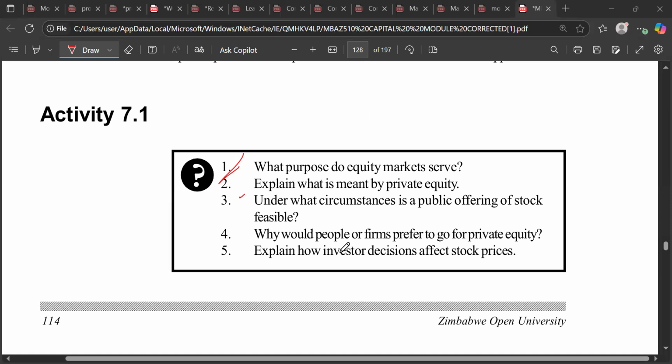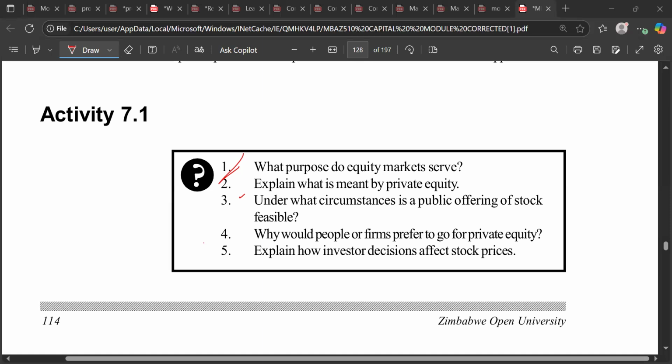The last question says, explain how investors' decisions affect stock prices. So on the stock market, just like anything, information is currency. So investors' decisions can drive stock prices through the forces of demand and supply. So how? The buying pressure, firstly. So when many investors buy a stock due to positive news, again, information asymmetry, the stock price may go up because demand will also increase in that particular scenario.